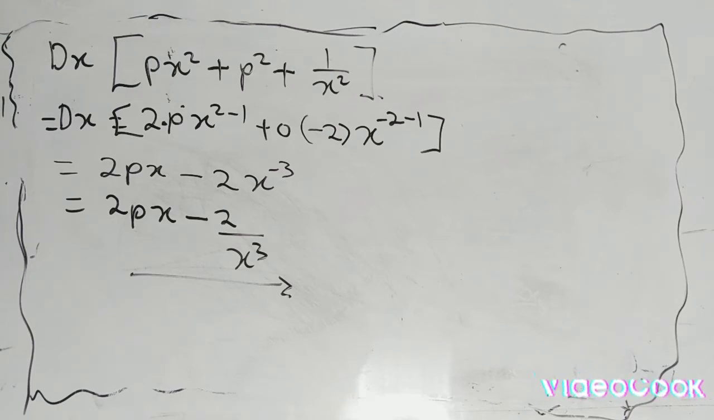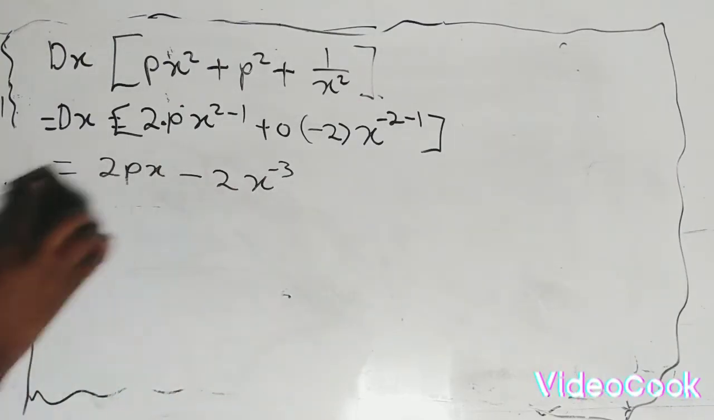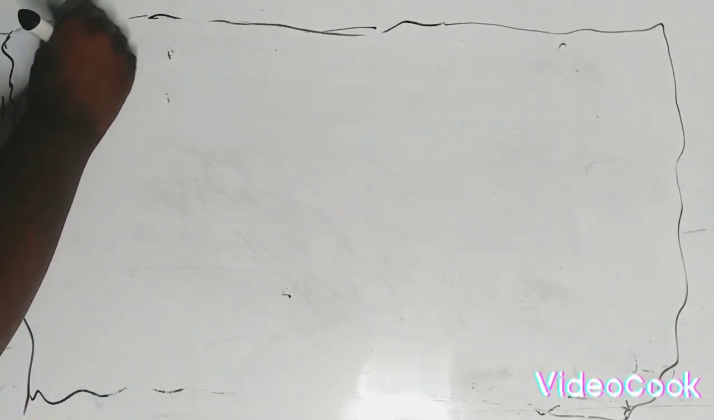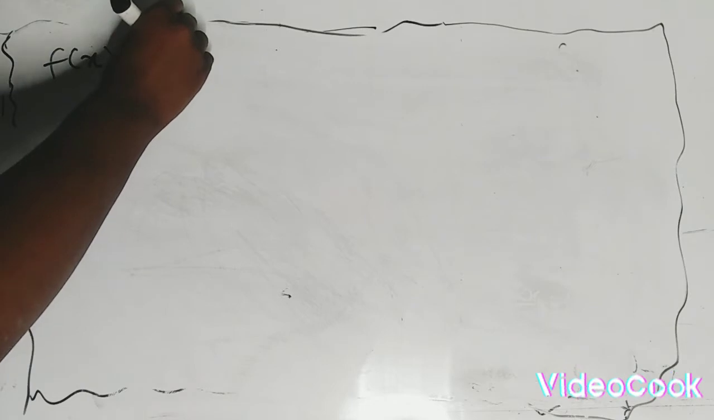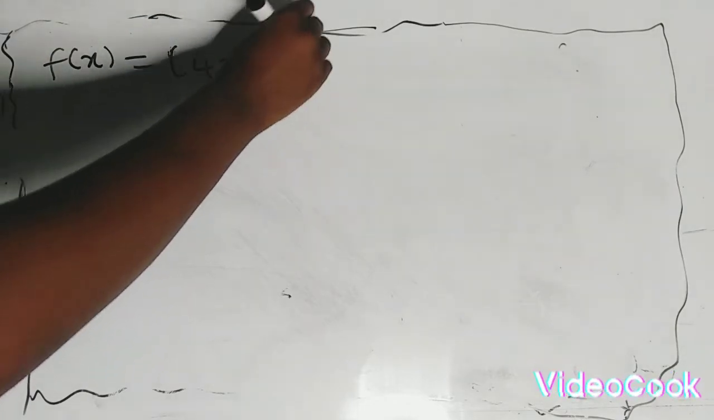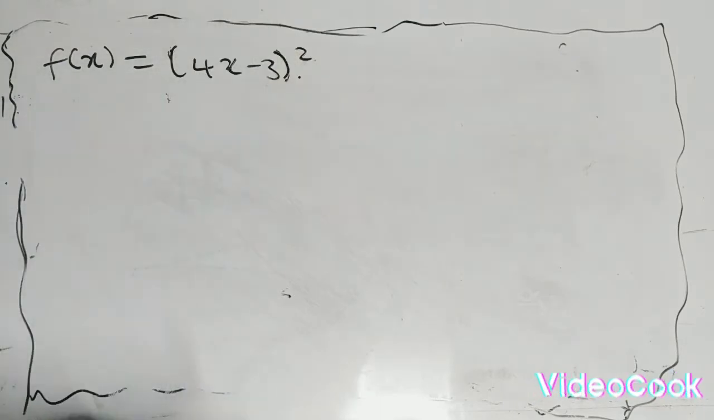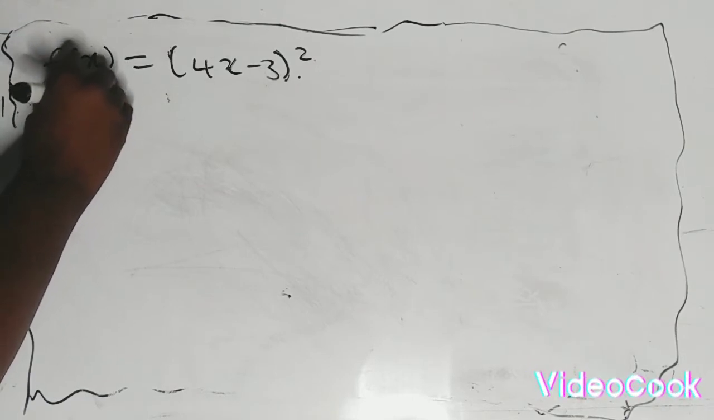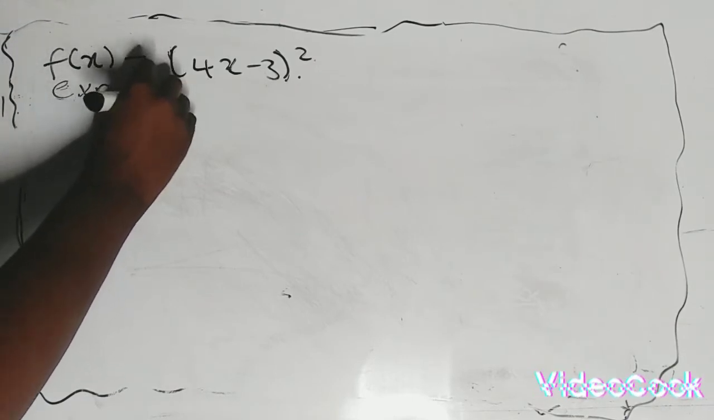What about when they ask you to calculate the gradient for f of x, and your f of x is equal to (4x minus 3) to the power 2, like that? What do you do? So the first thing that you need to do is to expand. You expand your f of x.